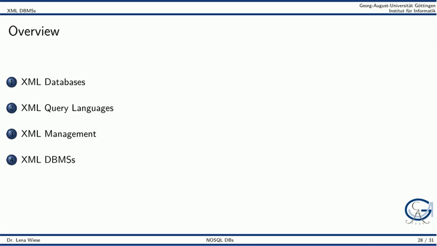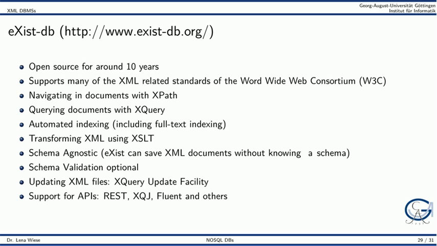Lastly, we look at some XML database systems. ExistDB is an open source database system which has been around for more than 10 years and supports many of the XML-related standards. It supports XPath, XQuery, and XSLT, as well as automated indexing. Schemas and schema validation are optional, so that Exist can save XML documents without a schema. It also supports updates as well as different APIs.